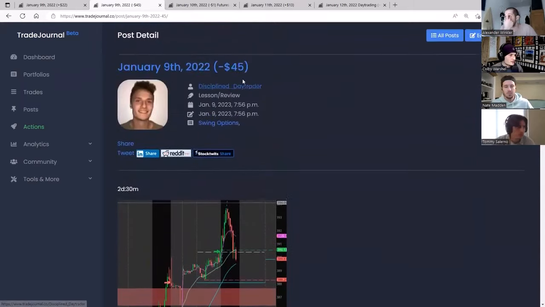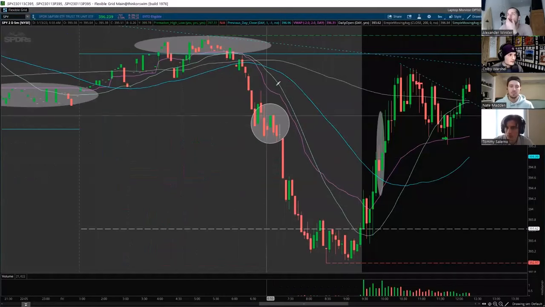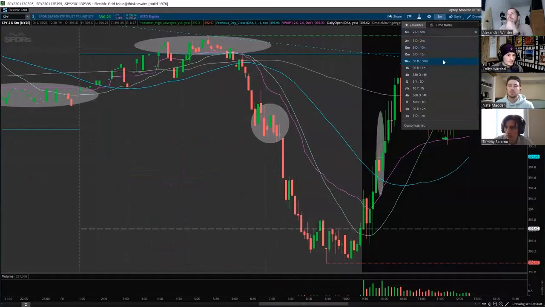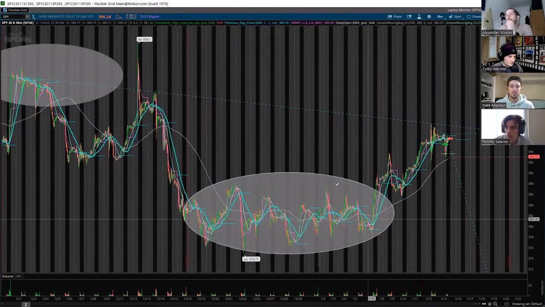But this is a swing trade I took with options. I lost $45 on it. It was stupid. We broke out of the range, and I guess I could pull up TOS. So we broke out of the range. See how there's this huge range right here? We were stuck in this for a long time. What is that, like 2 weeks at least?